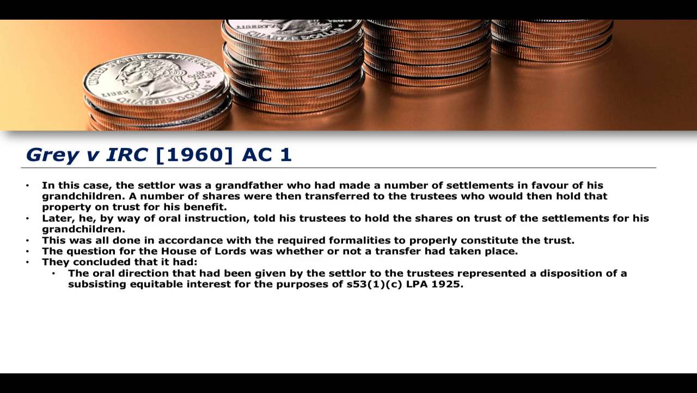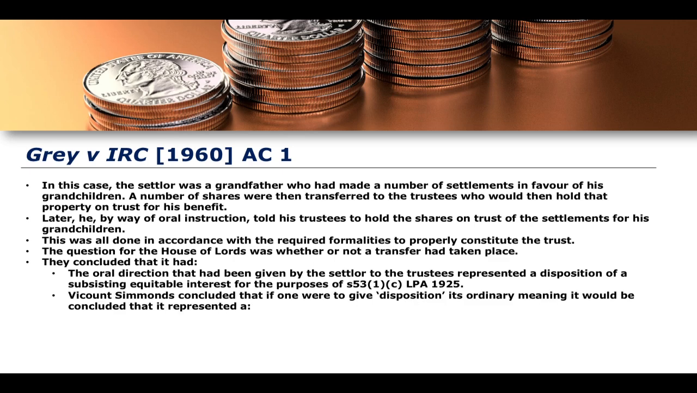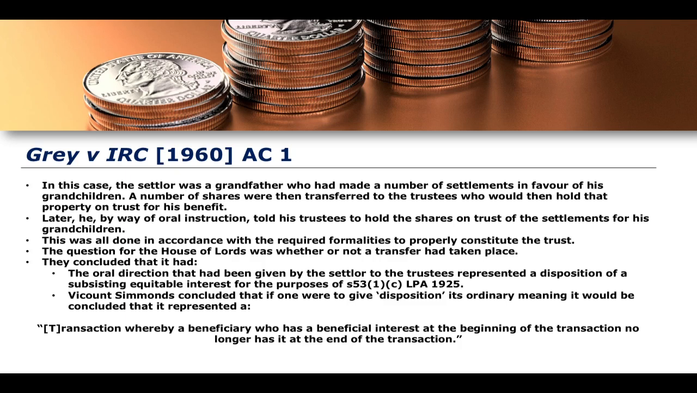The oral direction that had been given by the settlor to the trustees represented a disposition of a subsisting, remember, subsisting just means existing, already existing, equitable interest, therefore for the purposes of section 53(1)(c) of the Law of Property Act 1925. Viscount Simmonds concluded that if one were to give disposition its ordinary meaning, it would be a, quote, transaction whereby a beneficiary who has a beneficial interest at the beginning of the transaction no longer has it at the end of the transaction.